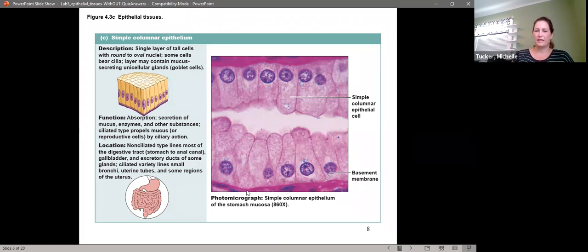So when you're looking at a slide specimen, find where the basement membrane is. It's usually where that nucleus is, and then the apical, that top surface, is usually going to be the more rounded side. So simple columnar epithelium, this one is found in, so our specimens, if you're asked for a location, our location is the jejunum, it's the small intestine.